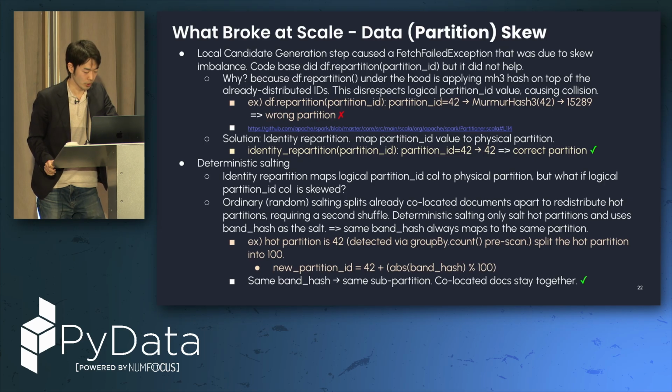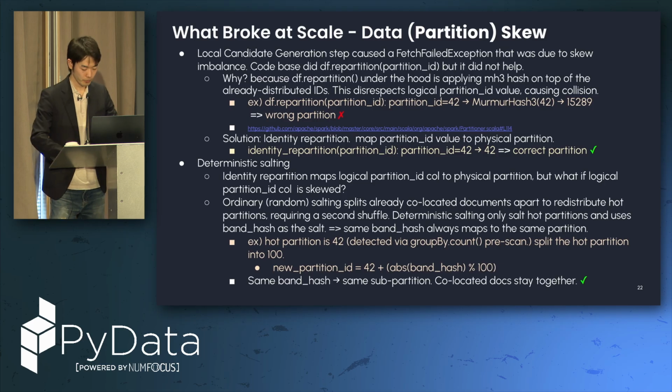So, using the same example, assume that the hot partition ID is 42. This is detected by the group by count pre-scan. We can split the hot partition 42 into another 100 sub-partitions. So the new partition is 42 plus the bound hash modulo 100. Even after the deterministic sorting, the bound hash is used in the sort key, so the partition ID is going to be the same. So collocation stays together.